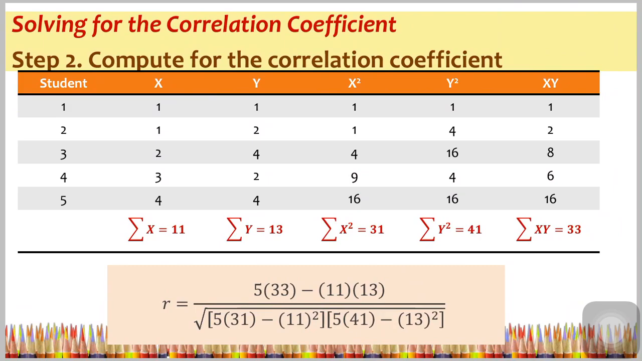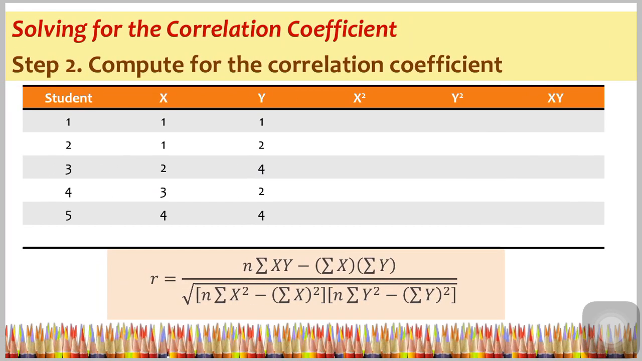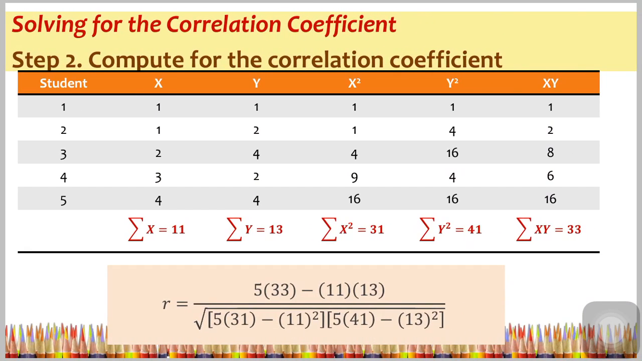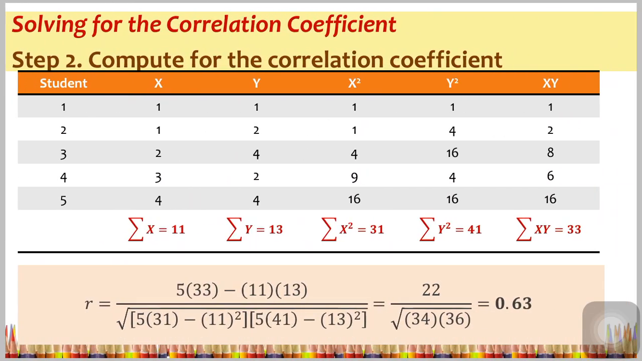After that, we need to substitute these values. We go back to our formula and replace the letters with the given values. As we compute it, the value of our r is 0.63. So we now have our correlation coefficient. We need to test if this correlation coefficient is significant or not.